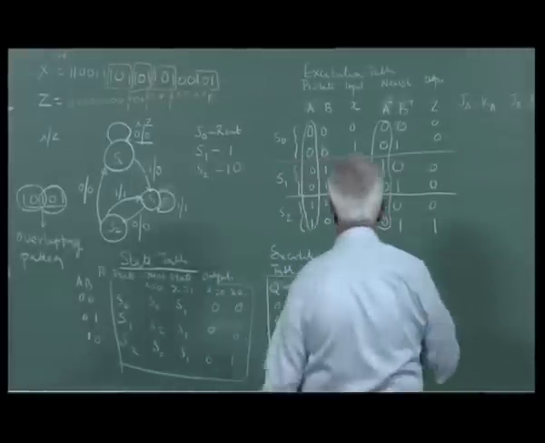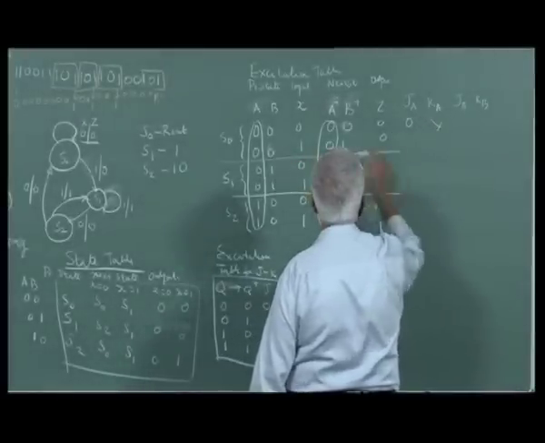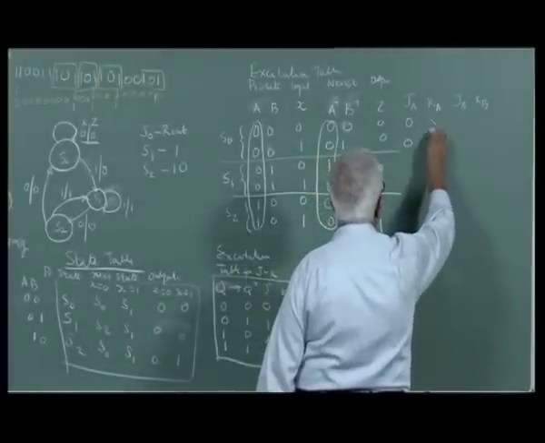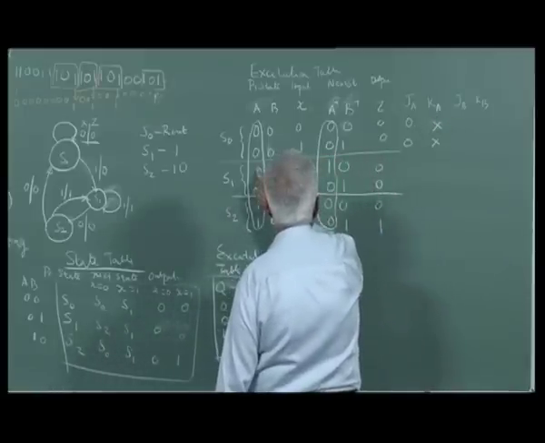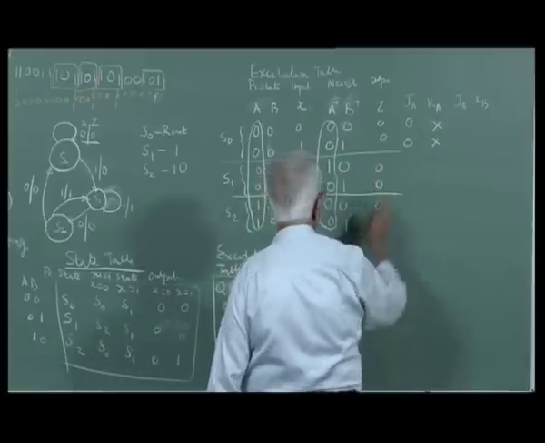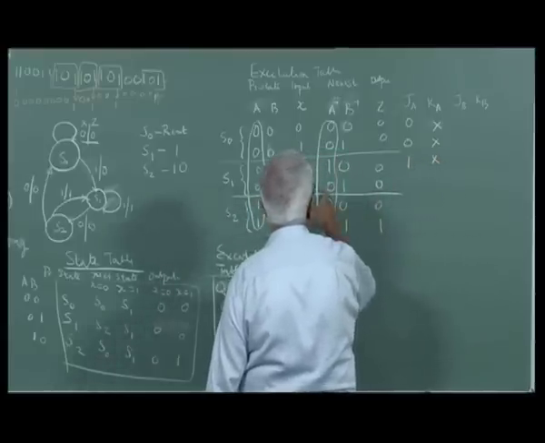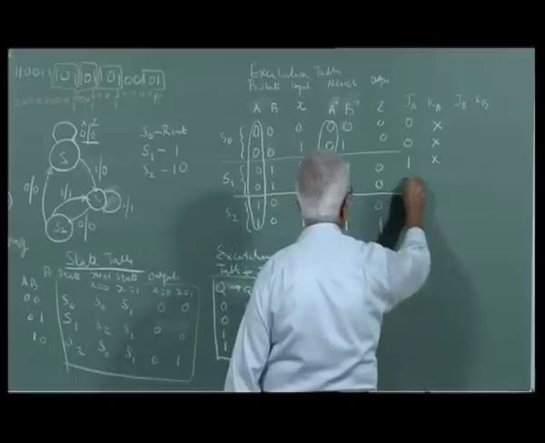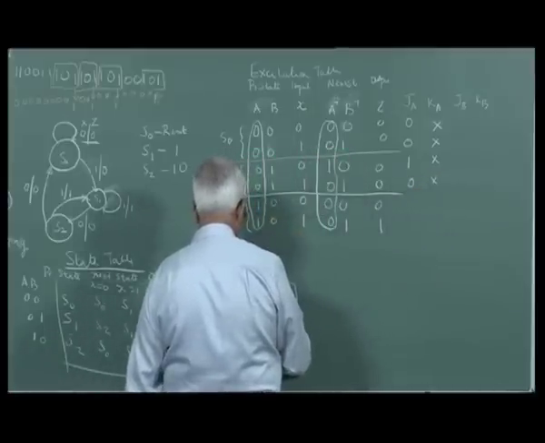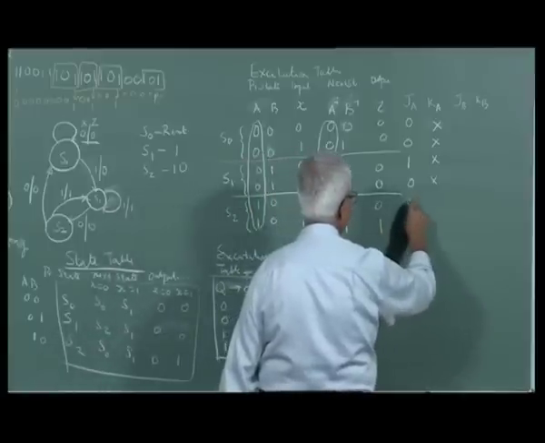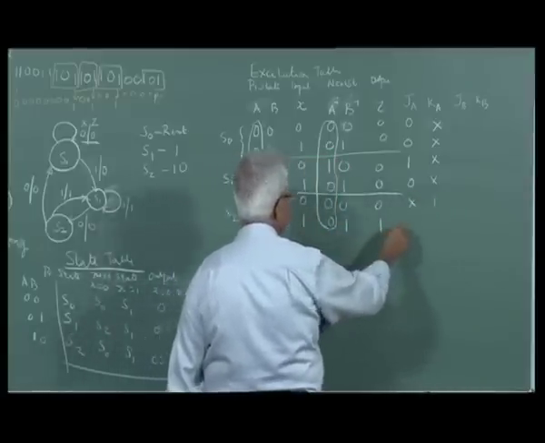0 to 0, J is 0, K don't care. This also 0 to 0. Then this is 0 to 1, 1 don't care. 0 to 0, 0 don't care. 1 to 0, don't care 1. 1 to 0 again, don't care 1.